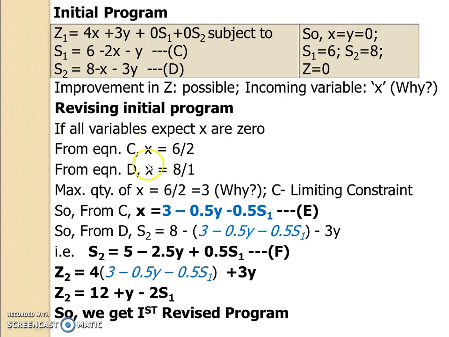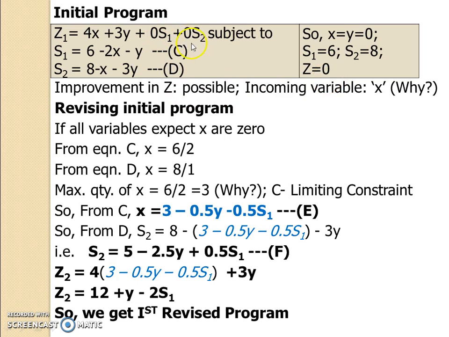Now these are written and we will get the initial feasible program. We write S1 is equal to 6 minus 2x minus y from A, and we will call this C. We get S2 is equal to 8 minus x minus 3y from B, and we are calling it D. Now equating x and y to 0, we can get values for S1 and S2, and the Z for this particular initial program is equal to 0.